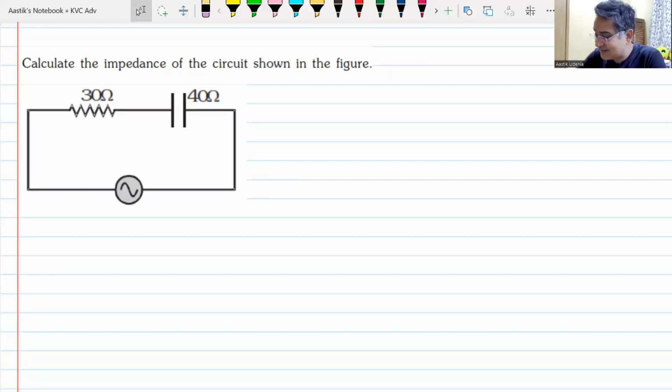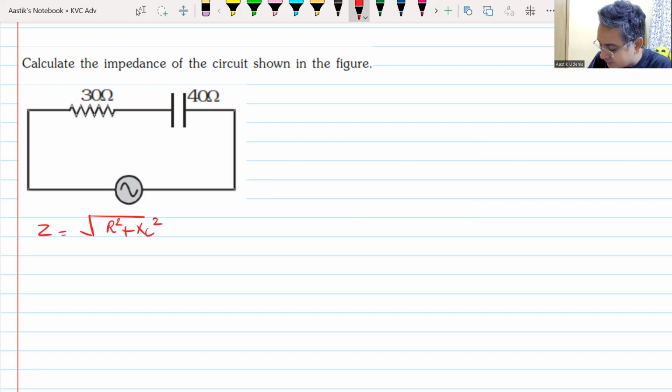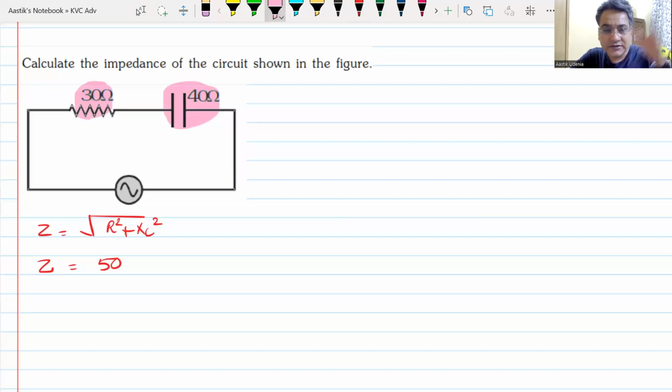You can very easily see that the impedance of this circuit will be equal to the square root of R squared plus XC squared, and it will be equal to 50. Remember, whenever such a question comes, in 99% of the cases, both these values would be a Pythagorean triplet. Do we understand Pythagorean triplets? Yes, sir. 3, 4, 5: 3 squared plus 4 squared is 5 squared. They will be in the form of Pythagorean triplets.